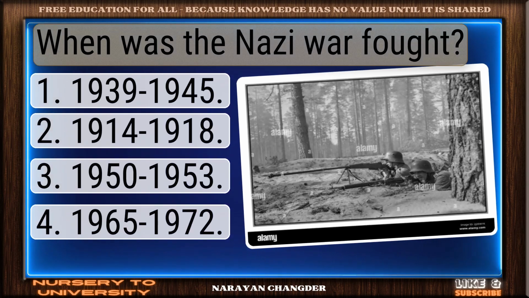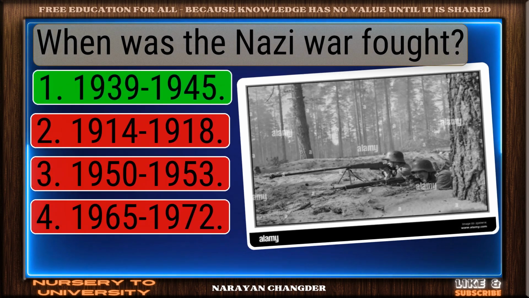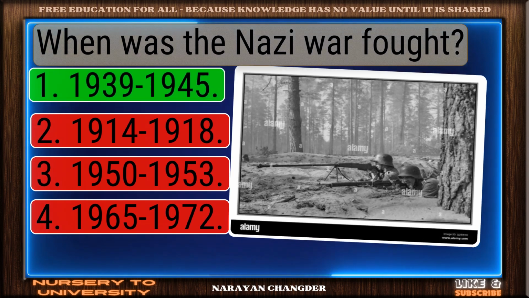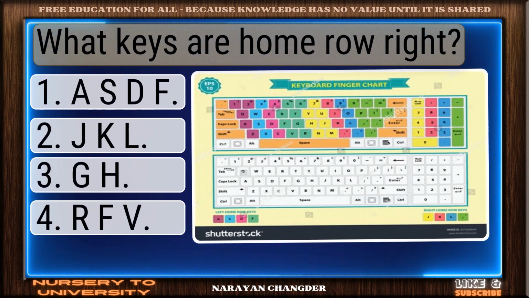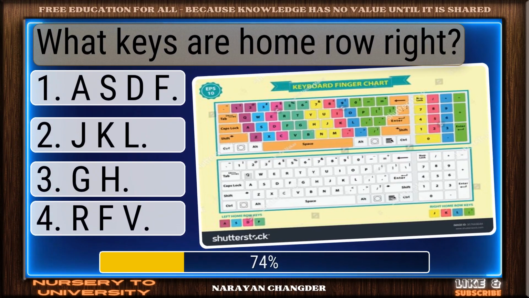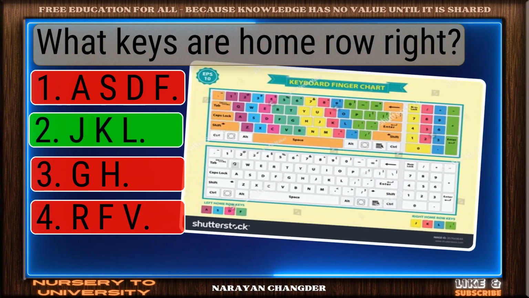When was the Nazi war fought? Perfect. 1939-1945 is the correct choice. What keys are home row right? Sharp thinking, JKL is the right choice.